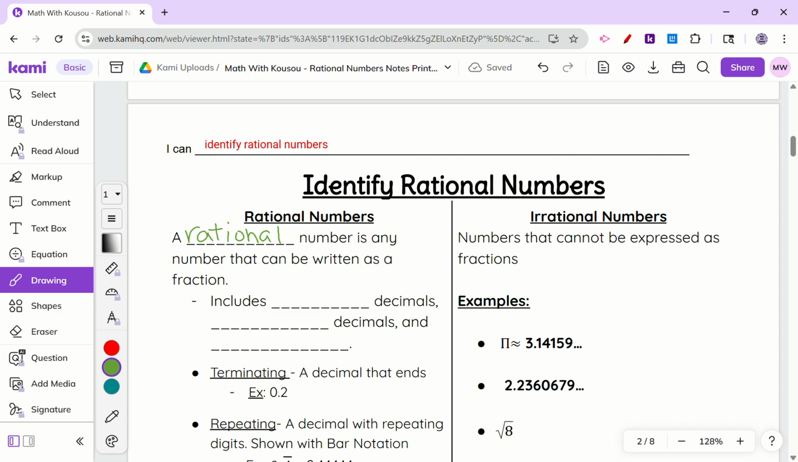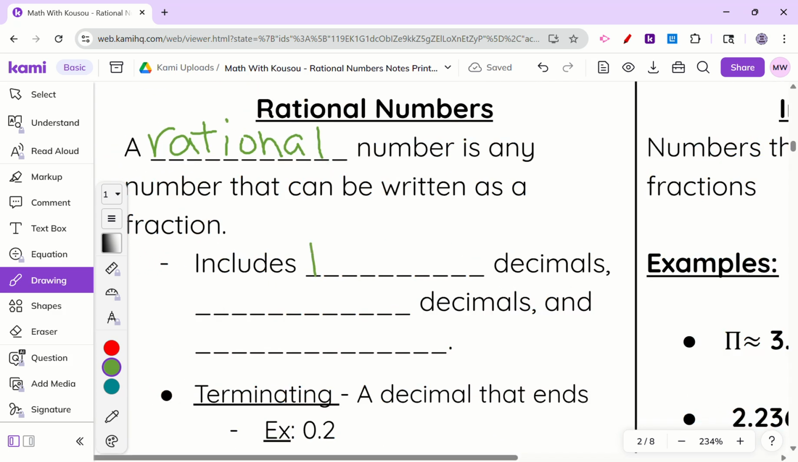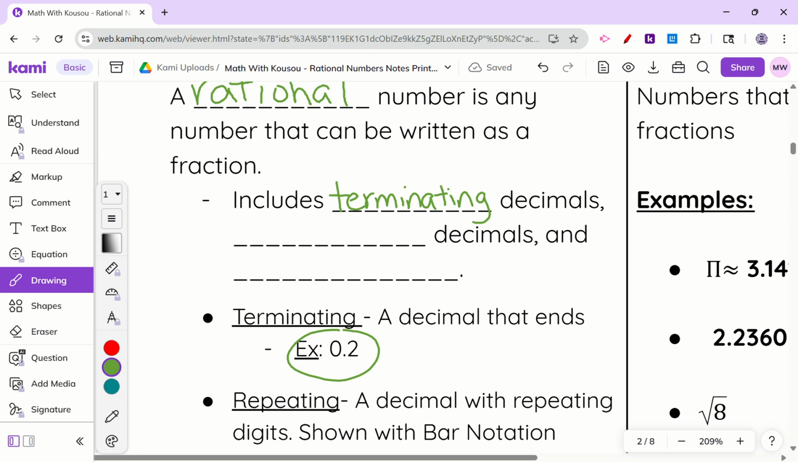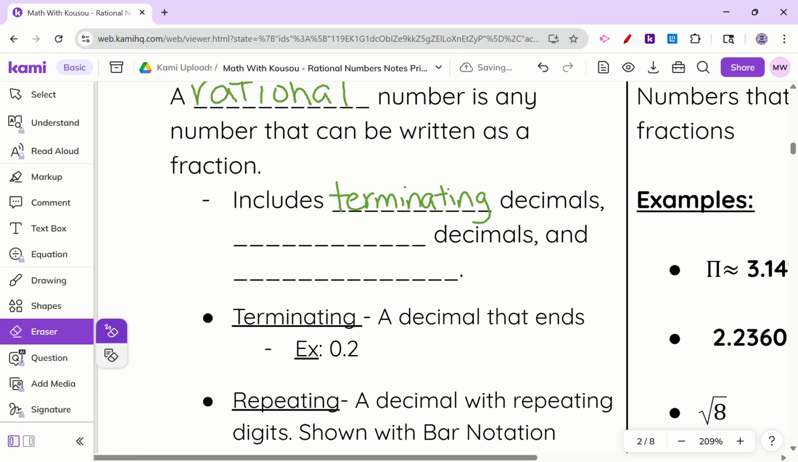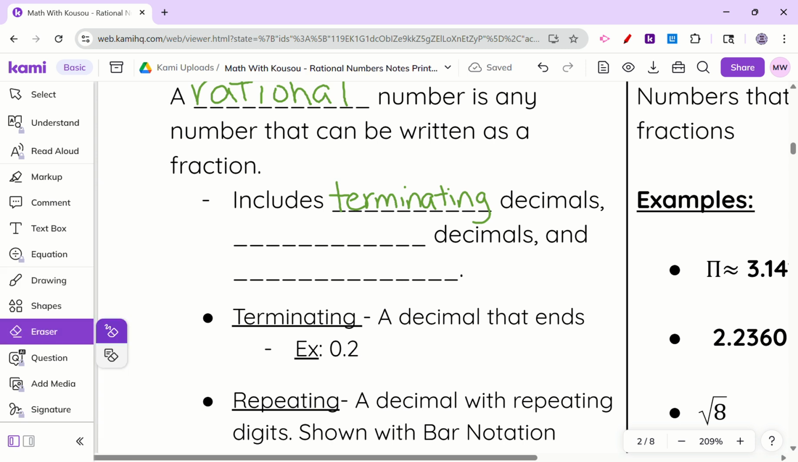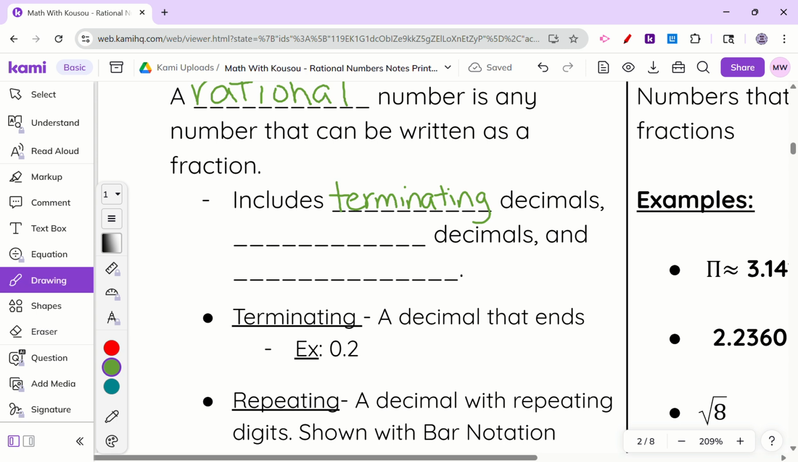All right, so rational numbers include terminating decimals, these are decimals that end, right? So for instance, 0.2, that's a decimal that ends. Technically, it ends in zeros, but there are no other numbers past the 2 other than zeros. Terminating decimals, repeating decimals are also rational numbers, and integers.